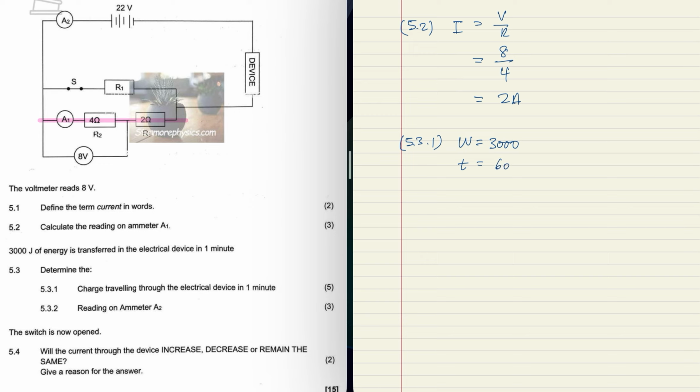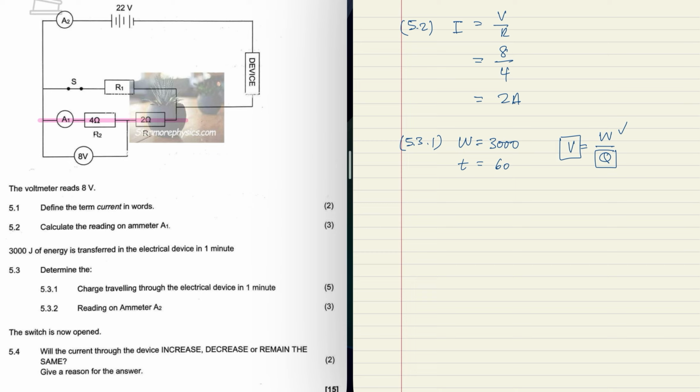And they want the charge. So they want Q. We know W, right? So what we then need to work out is the voltage for this device. And it's worth 5 marks, so it means that we're probably going to have to do multiple calculations here.